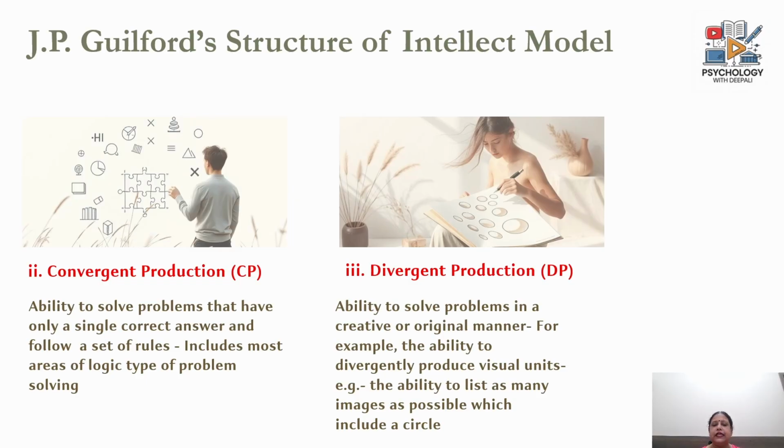The third ability is divergent production. This is the ability to solve problems in a creative manner. So this includes all our creativity. So the ability to divergently produce visual units. Let us say somebody asks us, list down as many images as possible which you can think of, which includes the form of a circle or the shape of a circle.